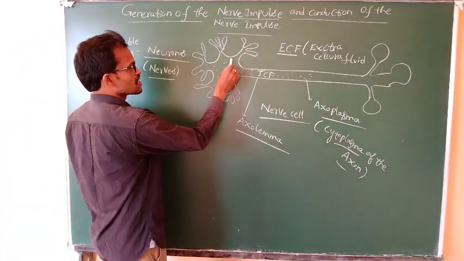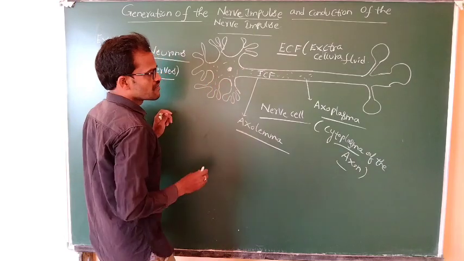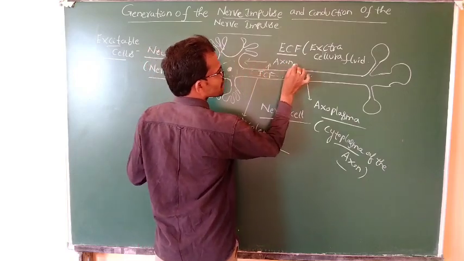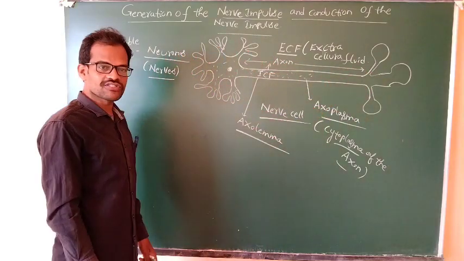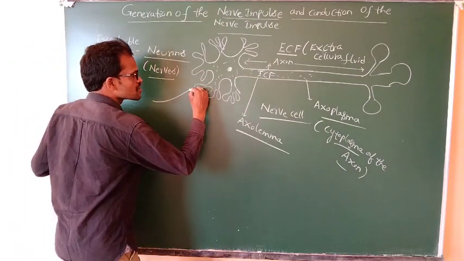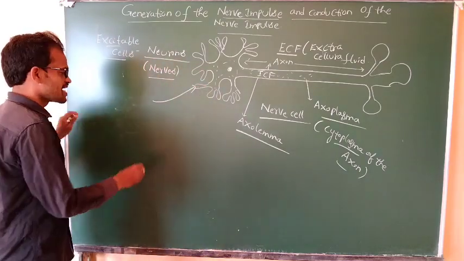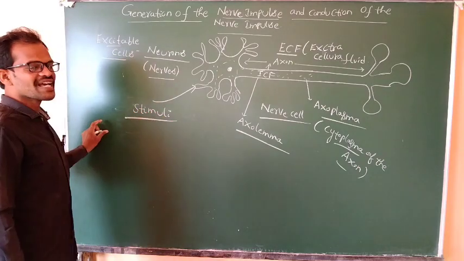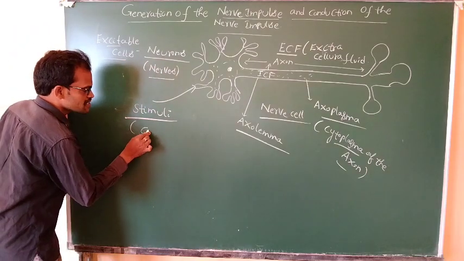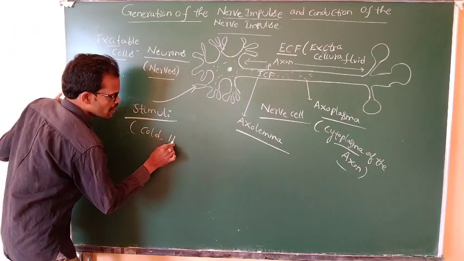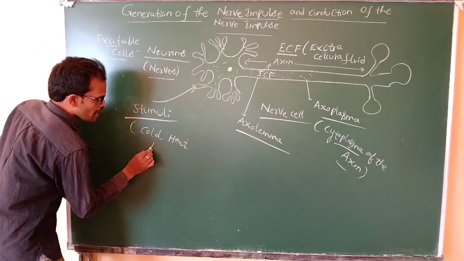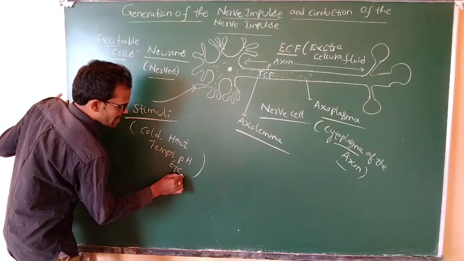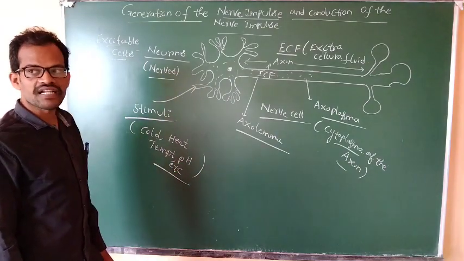If you observe the nerve cell, it is nothing but an axon. This entire part is known as an axon. Whenever these neurons are excited, they receive stimuli. Stimuli means agents such as cold, heat, temperature, pH, etc. Some important factors.